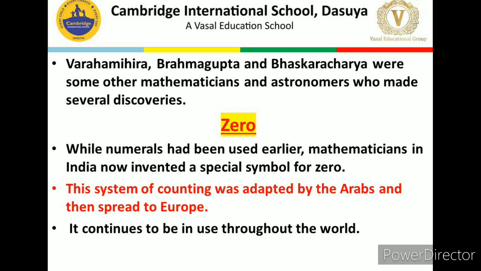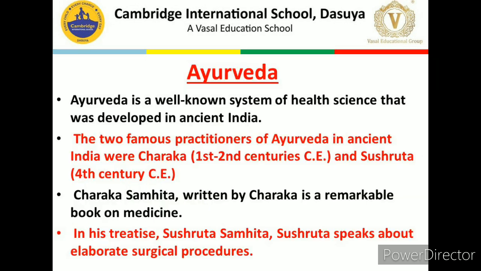Varahamihira, Brahmagupta, and Bhaskaracharya were also some other mathematicians and astronomers who made several discoveries. Now let us discuss zero. Zero is a digit in the number system. While we were using the numerals 1 to 9 earlier, the mathematicians in India invented a special symbol for zero, and this system of counting was adopted by the Arabs and then spread to Europe. It continues to be in use throughout the world.